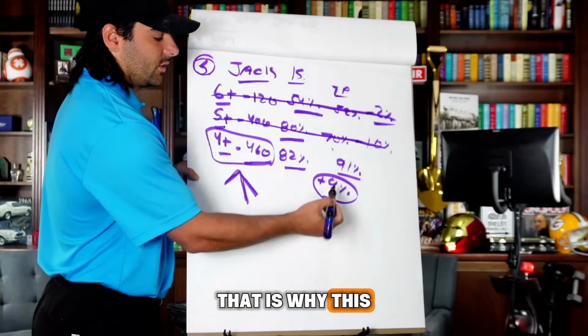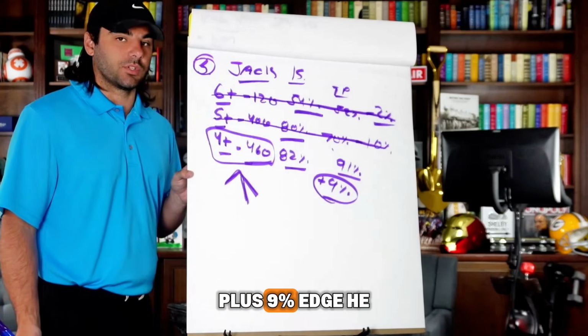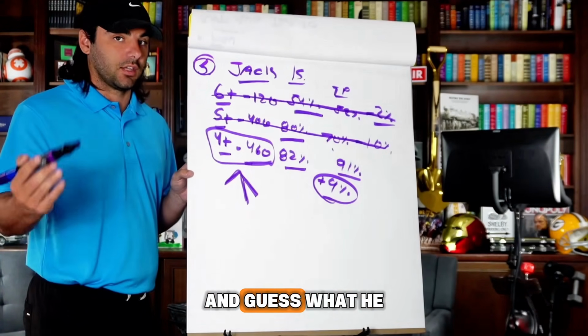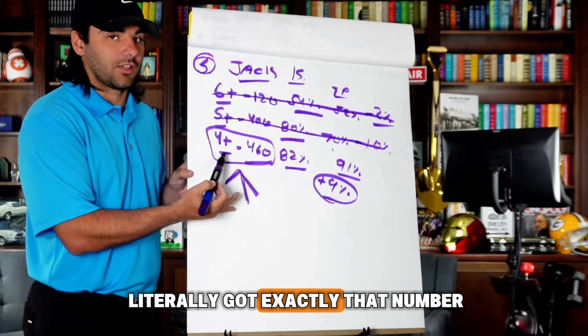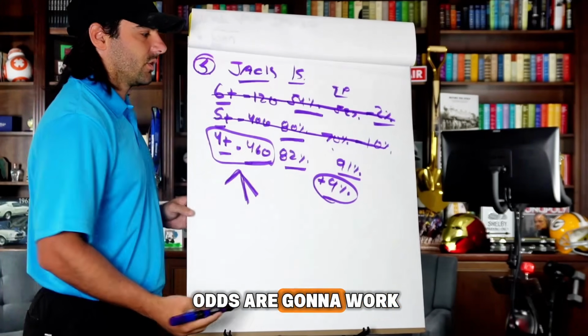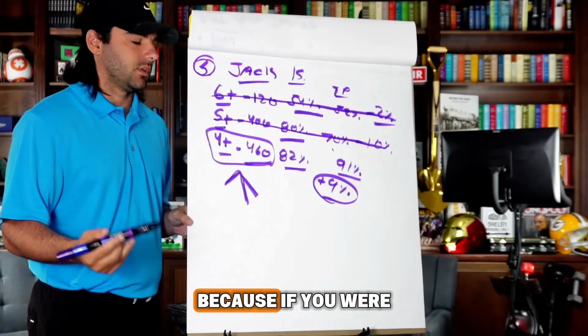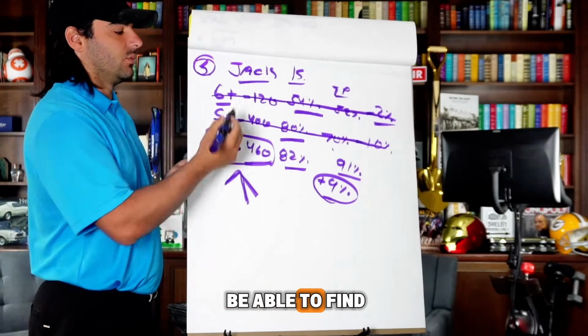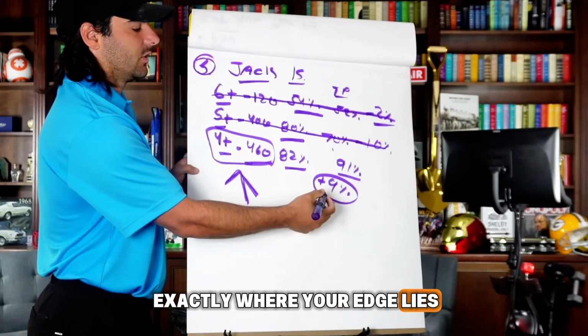That is why this was at a what? Plus 9% edge. He had a 91% chance to be able to make that happen. And guess what? He literally got exactly that number. This is why you have to dictate which odds are going to work for you and where you're going to find your edge. Because if you were to play anything else, you would have lost. And you have to be able to find exactly where your edge lies.